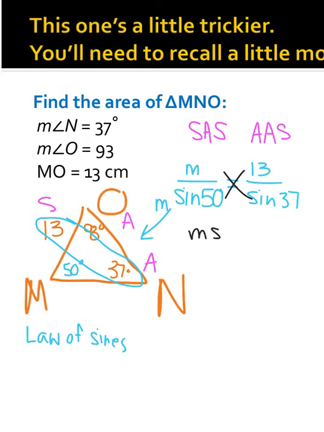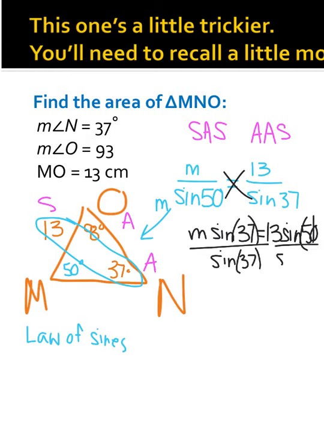I have m times the sine of 37 equals 13 times the sine of 50. Divide both sides by the sine of 37 degrees. Put parentheses if I want. Using my calculator, I get that m is approximately 16.55. Now, if I'm going to round, I should store that answer into my calculator because I'm going to have to use an approximation to approximate at the end. Or what I could do is just leave this as what little m is.